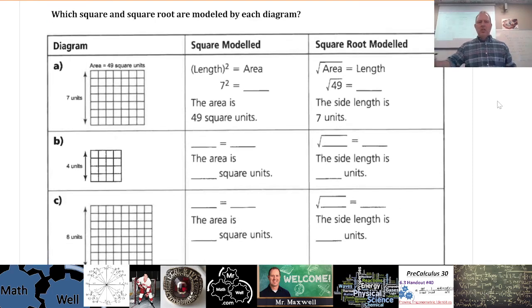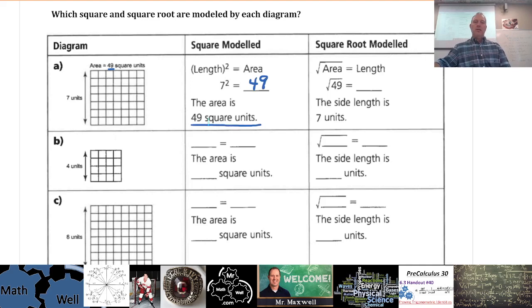All right, so this little chart here, let's start to fill in this little chart. Which square or square root are modeled by each diagram? Okay, so I have a picture here of a large square that has an area of 49 units, and the side length here looks to be 7 units. So the length squared is the area, right? So 7 squared is 49. So the area is 49 square units.